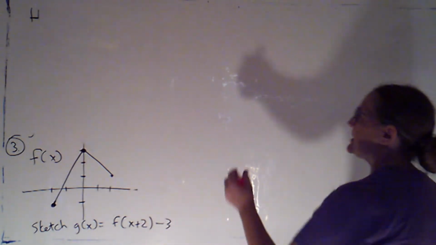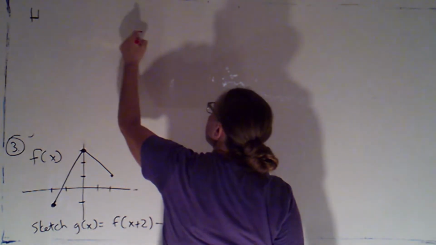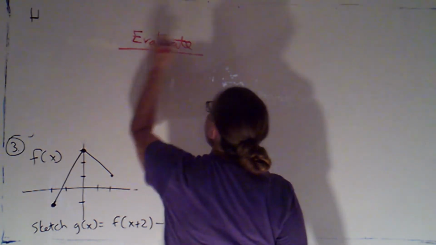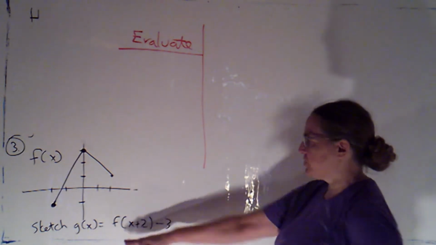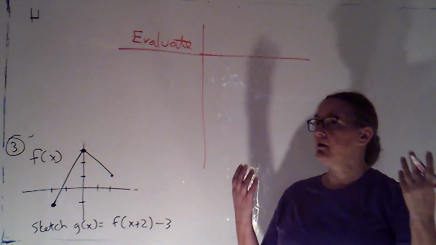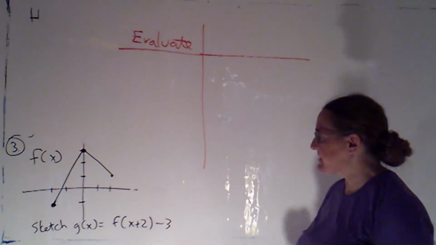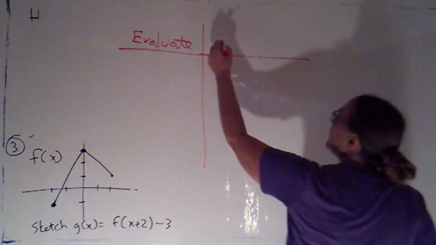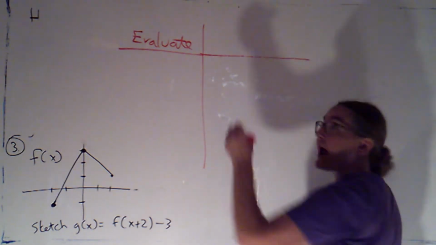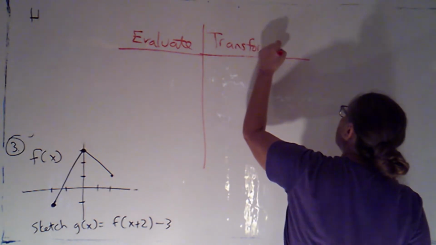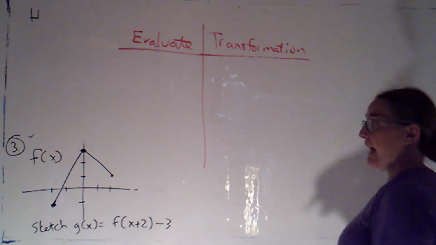So if I look at this, I'm going to create a table where I'm going to just write down what I would do if I were evaluating the function at a particular number. So for example, if I was going to plug in 3, what's the first thing I would do? And then I'm going to record how that affects the graph. So I'm going to write down the corresponding transformation that I get for the graph.